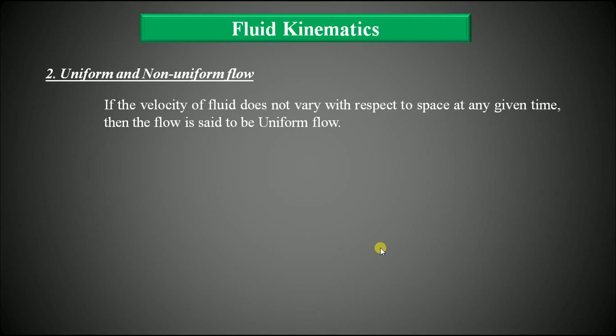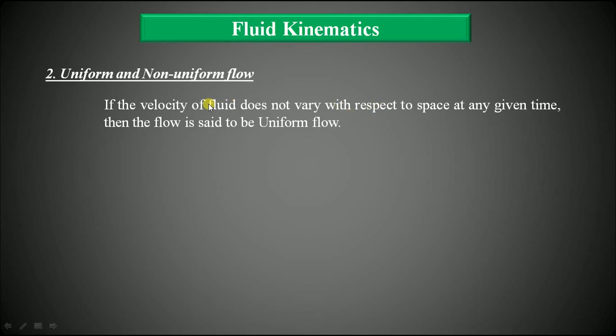And next we go for uniform and non-uniform flow. So first we try to discuss uniform flow. So let us have a look at the definition. So what is the definition here? If the velocity of fluid does not vary with respect to space at any given time, then the flow is said to be uniform flow. So here at any given particular time, we are considering the variation of velocity with respect to the space.